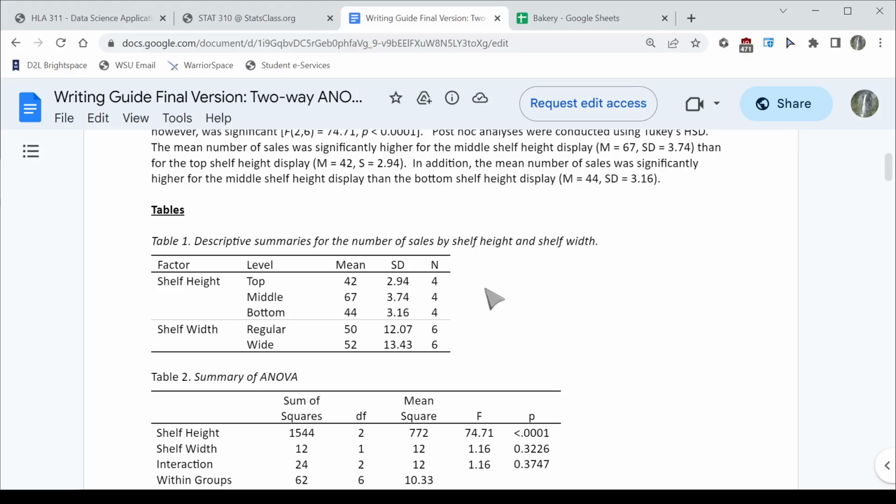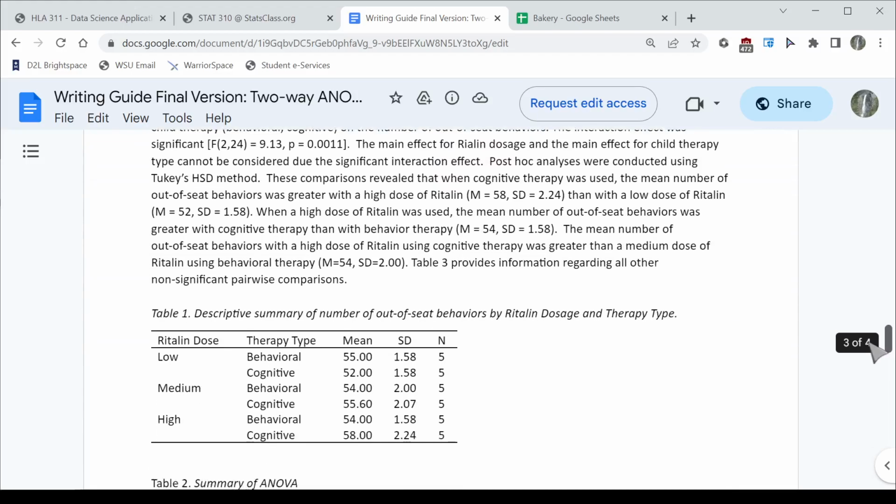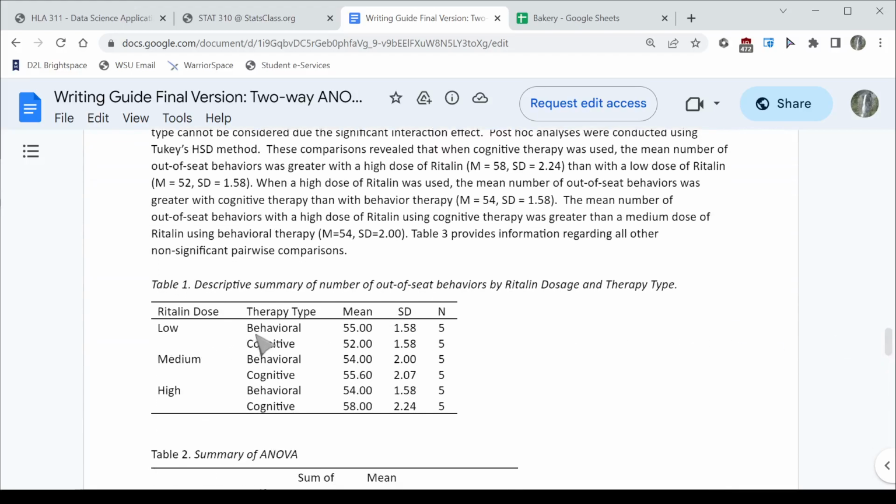When I have a non-significant interaction, I can consider the two factors independent of one another. So I can look at shelf height, top, middle, and bottom, and I don't have to worry about what shelf width it is. Now, when I do have a significant interaction, then I need to worry about the combination of those two factors.